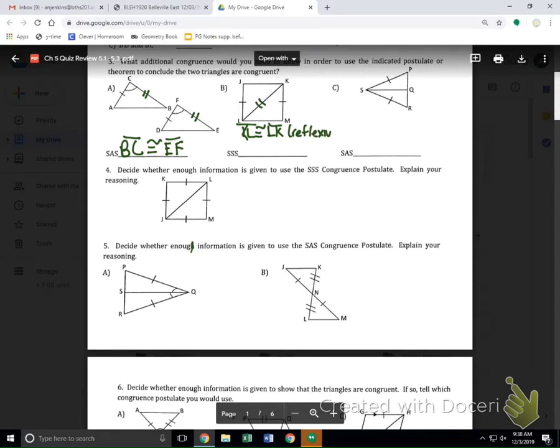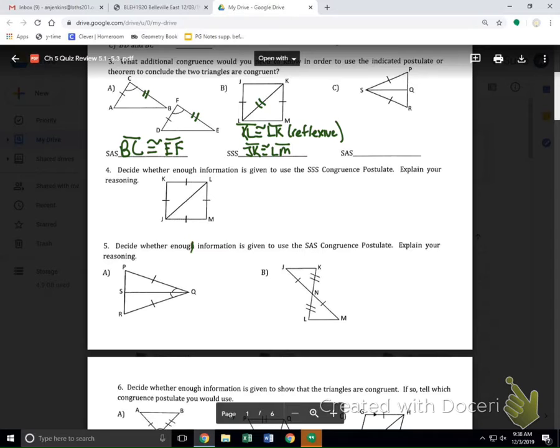Reflexive. So if we wanted to prove this by side, side, side, that you see here, we see right now we have two sides. We have to prove the other side if we were going to prove it that way. So which side would we have to prove? JK is congruent to LM.